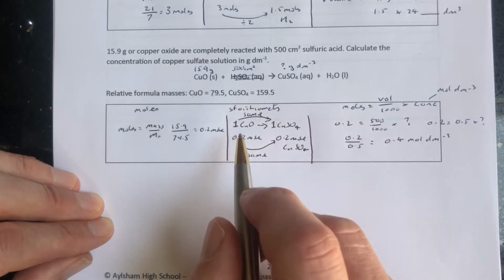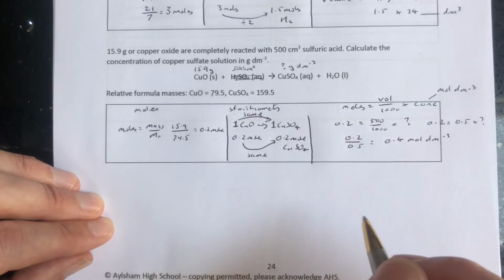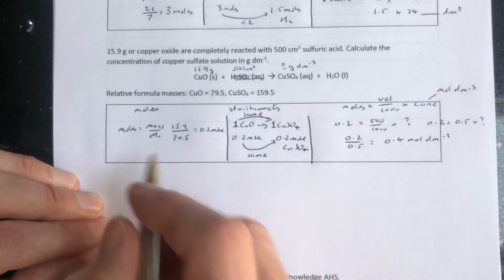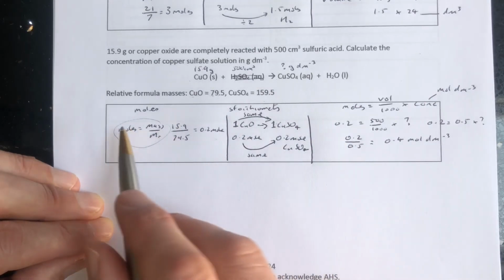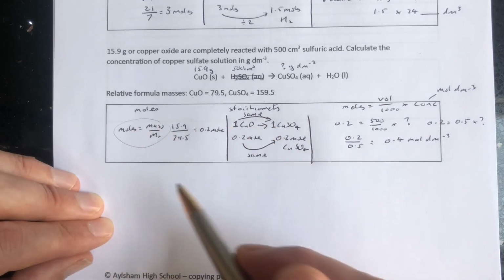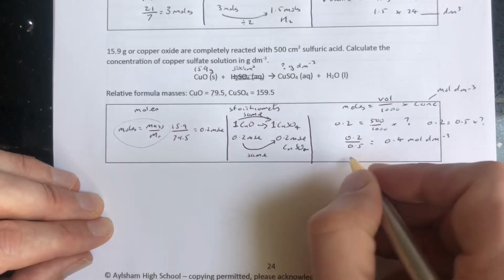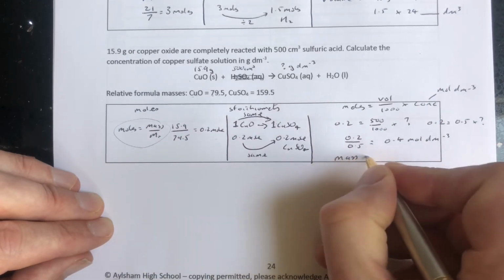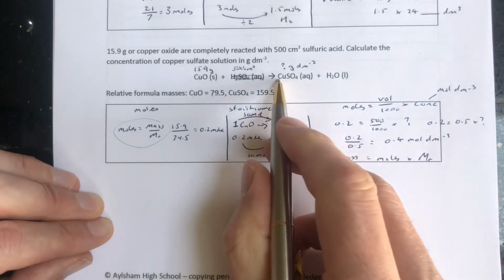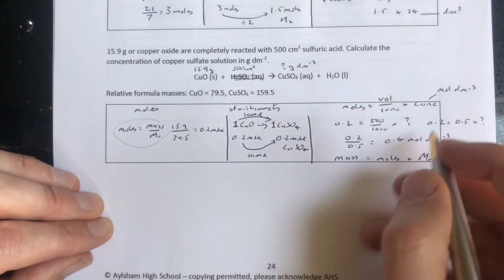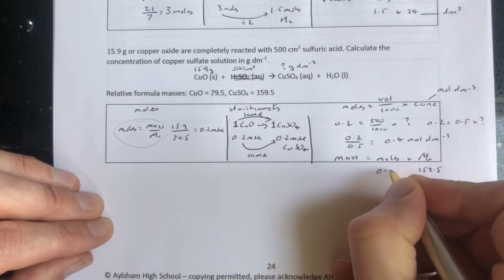We need it in grams per decimetre cubed. Now, because we're comparing a mole per decimetre cubed to a gram in a decimetre cubed, we're comparing the same volume. So this is where this equation comes back in now. To move from moles to mass, because that's what we're doing, we're moving from moles per decimetre cubed to grams, which is a mass in a decimetre cubed, we can use that. So we've got moles and we want mass, so we're going to have to make mass the subject there. So mass equals moles times the formula mass of our copper sulfate. Our formula mass of copper sulfate, 159.5. And we've got 0.4 moles.